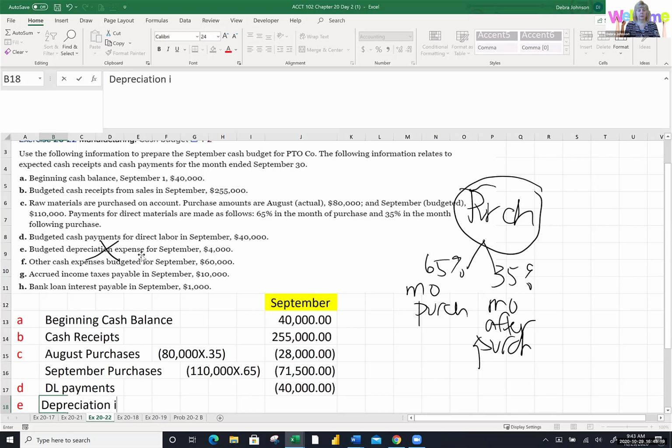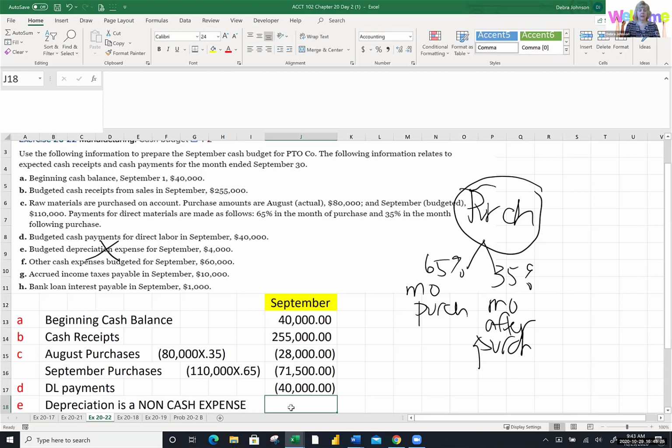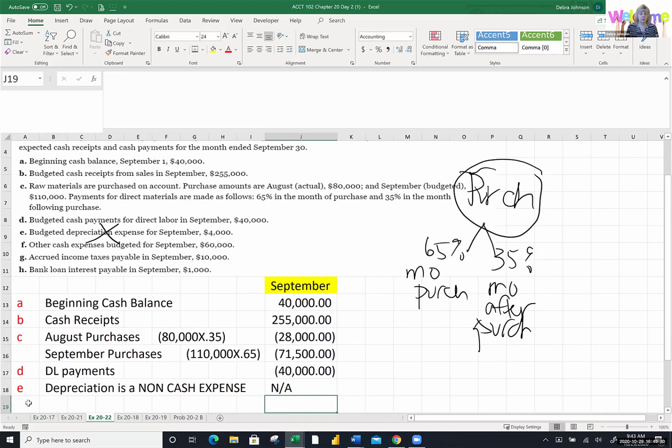Depreciation is a non-cash expense, and so I'm going to put an NA there, a not applicable. It's not a cash budget option. Now, if you were doing a selling expense or a general and administrative expense, you would keep it on there, but it is a non-cash item. And so depreciation is never part of a cash budget, I think is what I would have you write in your notes. Depreciation is never part of a cash budget. The cash would have been expended when we bought the asset.